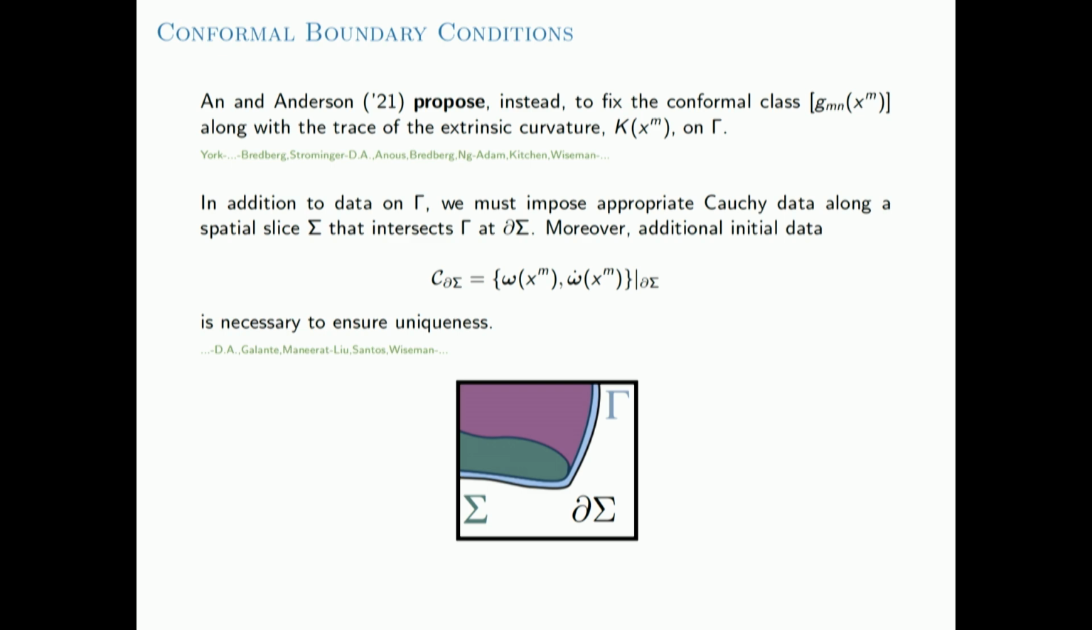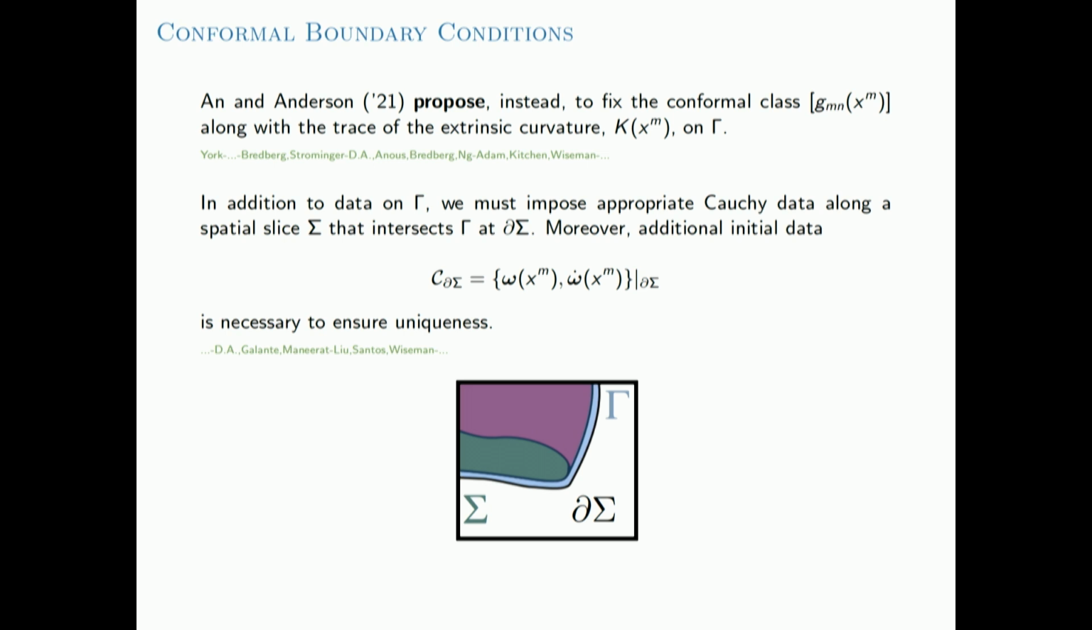In light of these challenges, Michael Anderson and then Zhongzhang An and Anderson, for the Lorentzian case, proposed or conjectured instead to fix a slightly different collection of information along the tube, namely to release the conformal factor of this tube and instead fix the conformal class of the metric along gamma, along with the trace of the extrinsic curvature along gamma as well. So it's a slightly mixed problem. And they argued, and in some cases proved, that the existence and uniqueness problems are a little bit better.